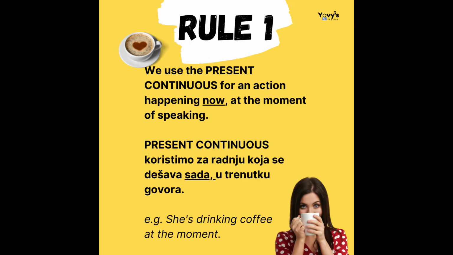Next, let's take a look at how this tense is used. The first and the most basic rule is that we use the present continuous for an action that is happening now, at or around the moment of speaking. For example, we can say she's drinking coffee at the moment.